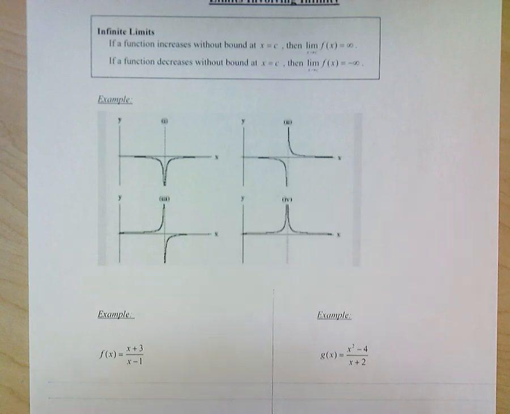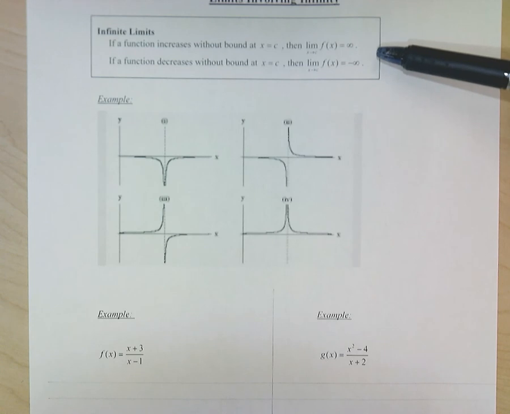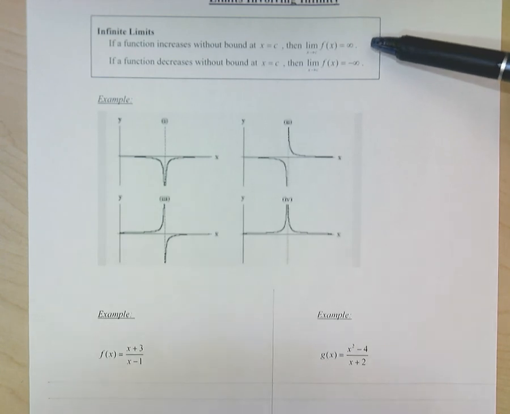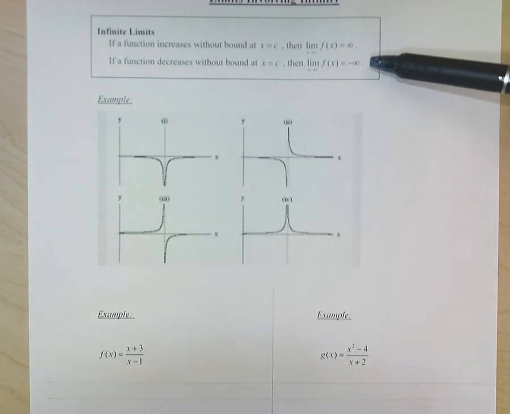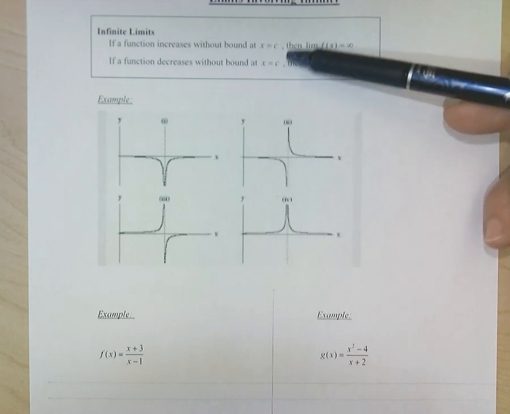Okay, these notes are for the limits involved in infinity. The first ones we're going to do are talking about infinite limits. In Algebra 2, you heard that if a function increases, so f of x increases without bound, f of x is approaching infinity. If f of x decreases without bound, f of x approaches negative infinity. And we're talking about some arbitrary value c along the x-axis.